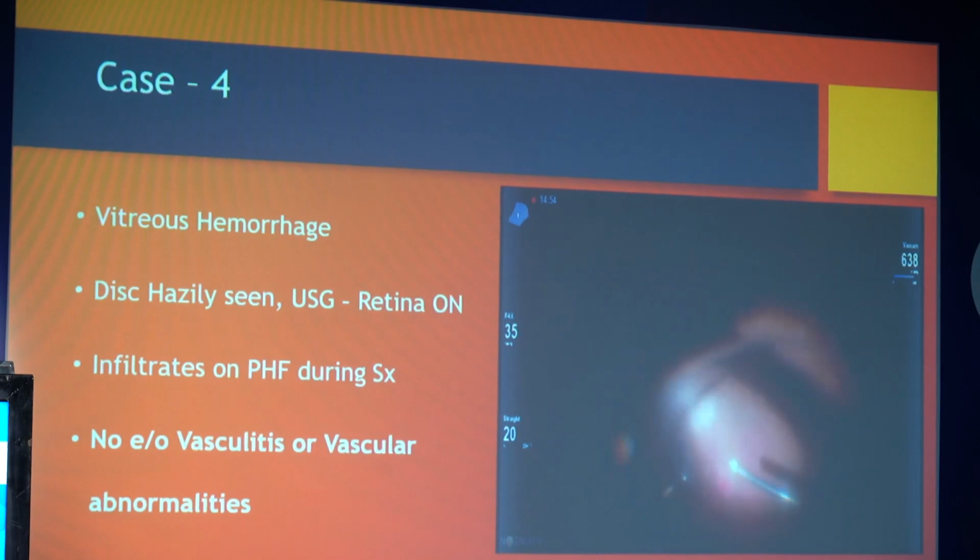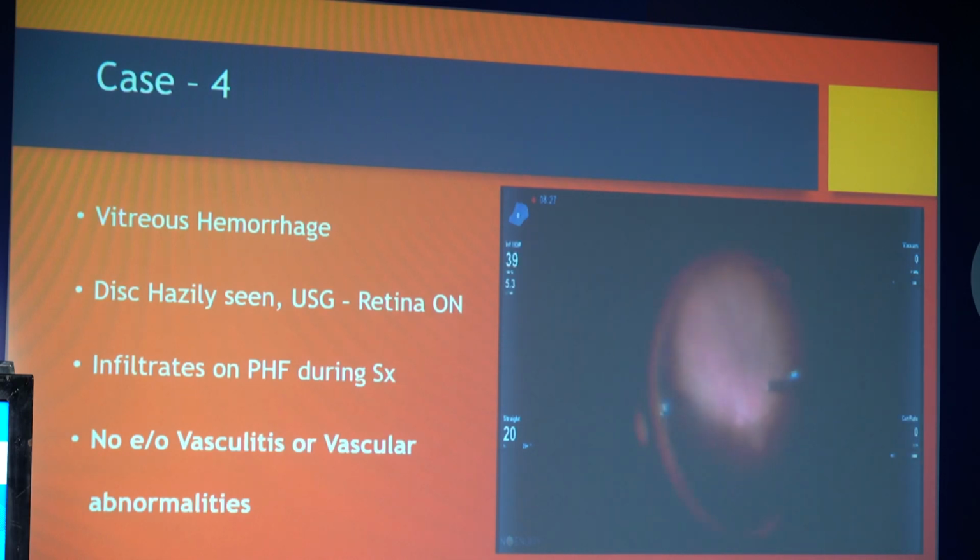This again is a diagnostic dilemma. We don't know the cause of the vitreous hemorrhage. This could be just a PVD causing a vitreous hemorrhage in a uveitis patient, coincidental to the uveitis. So this is another case which teaches us a lot of things.